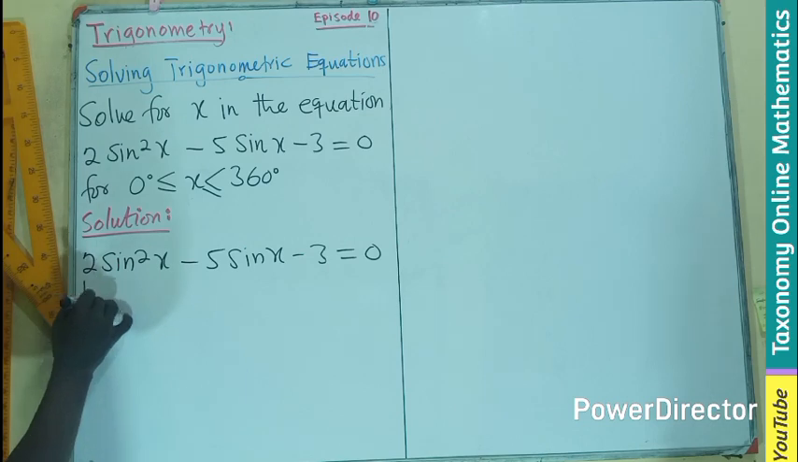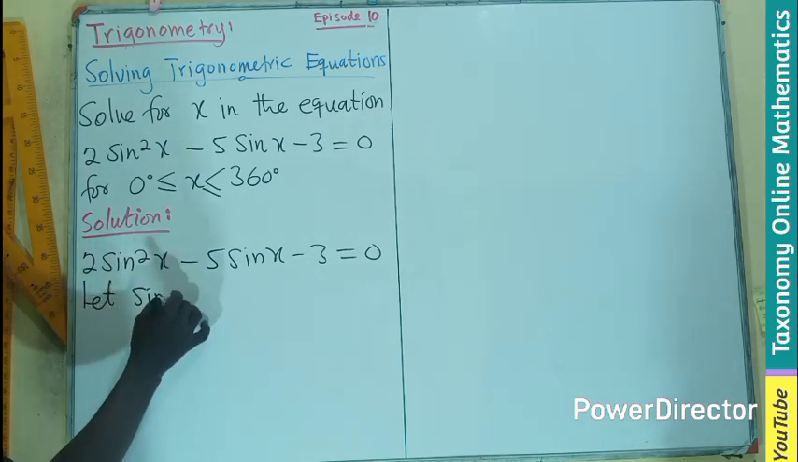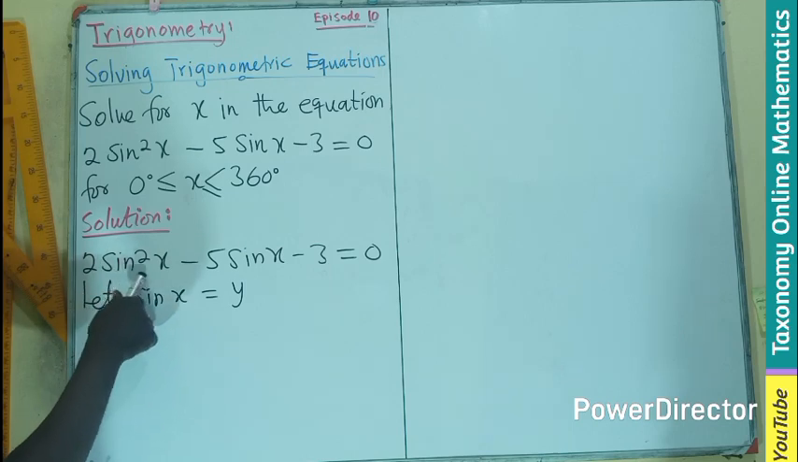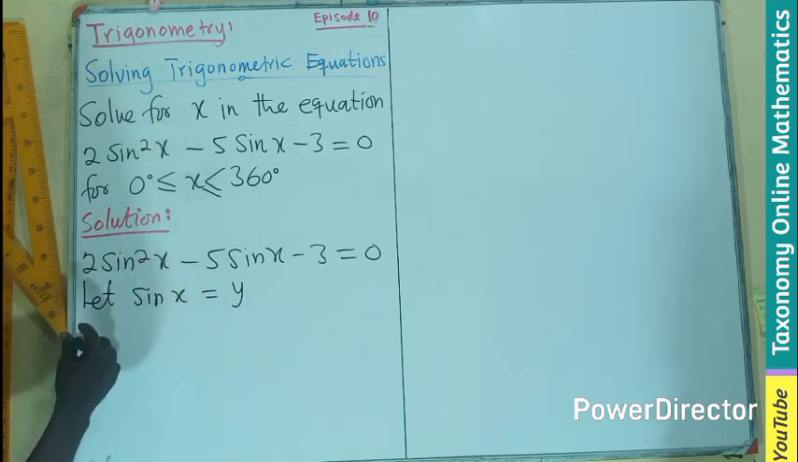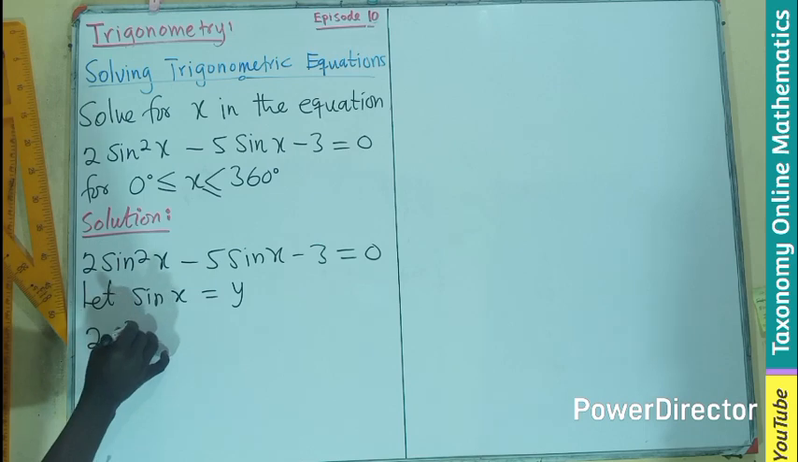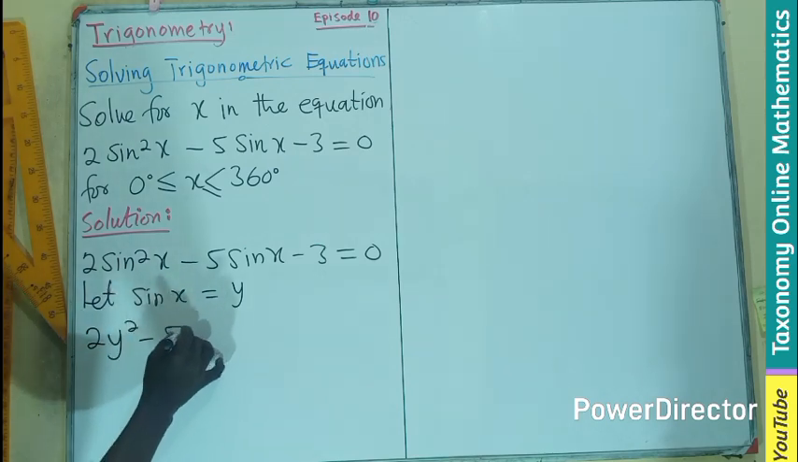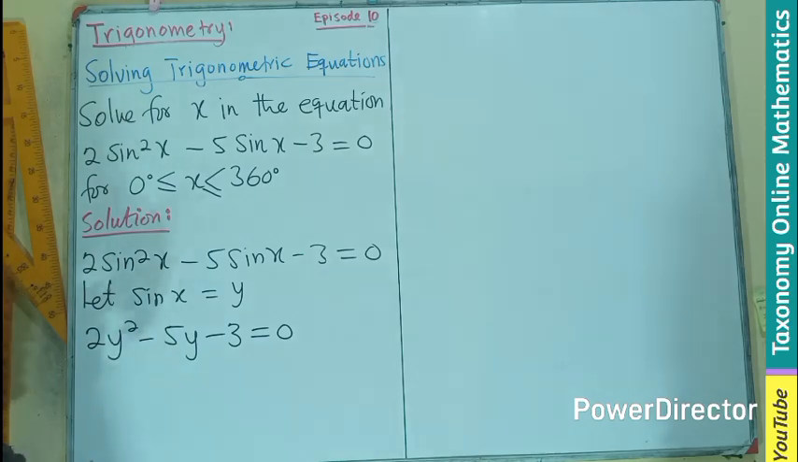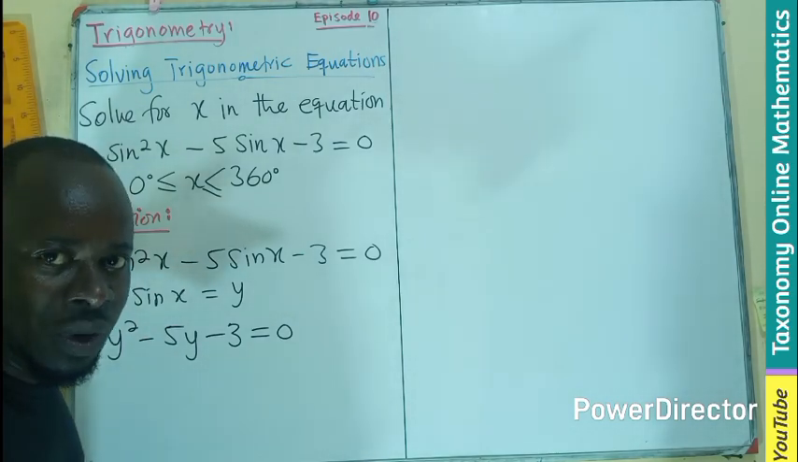So we just let sine x be equal to a variable. Meaning everywhere I see sine x, I put y there. The square here is for all of them. So it becomes 2y squared minus 5y minus 3 equals 0, and this becomes a quadratic equation.